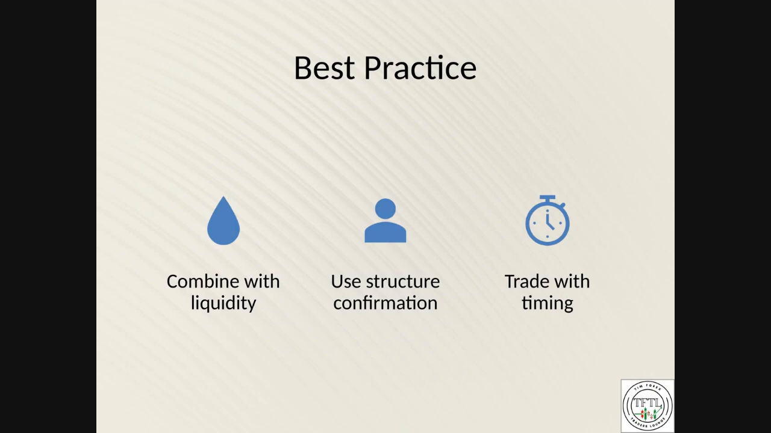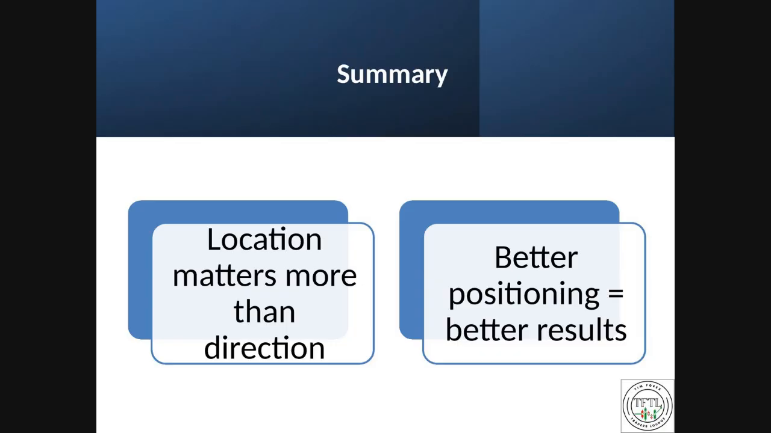So maybe you can combine with the liquidity, use the structure confirmation, and therefore you trade with timing. These are things that I've actually been talking about: structure, liquidity, and time. By now you should understand that those three ingredients, you have to really factor them in before you take a trade: the structure, liquidity, and time. Okay, the time that you're taking the trade.